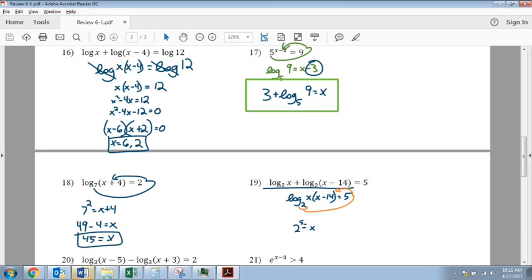So I'm going to go ahead and say x squared minus 14x. And then we've got to solve from there. So 2 to the 5th power is 32. So that's 0 equals x squared minus 14x minus 32. All right. Factor that out. Two things that multiply to negative 32 but add to negative 14 are negative 16 and positive 2. Haha. May have forgotten that one, but there you go. So x equals 16 and negative 2.